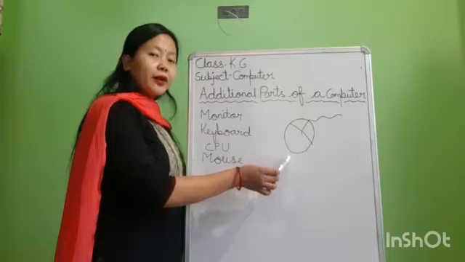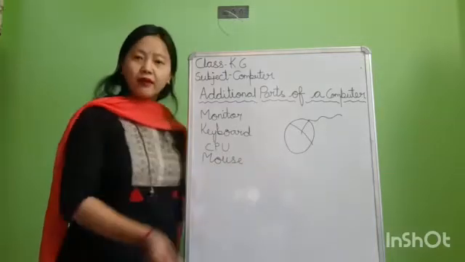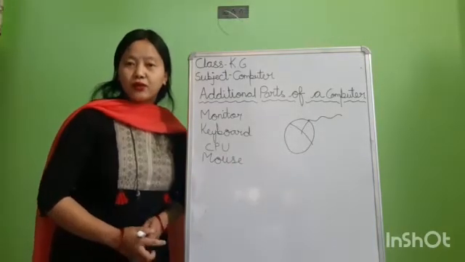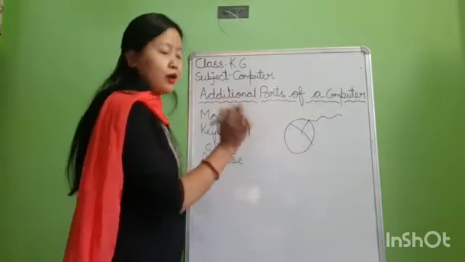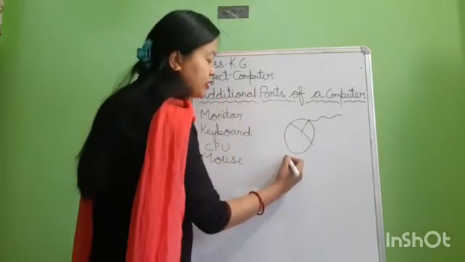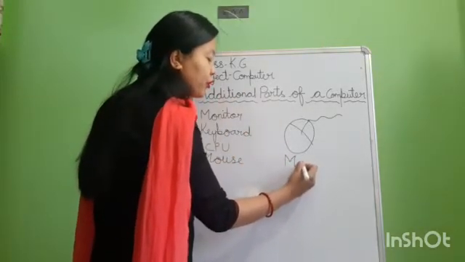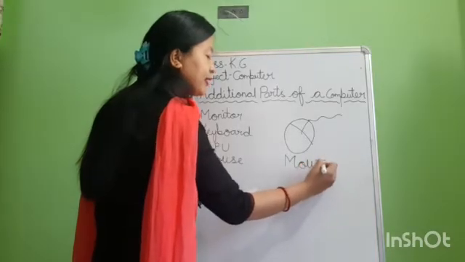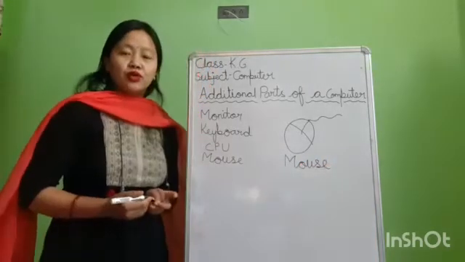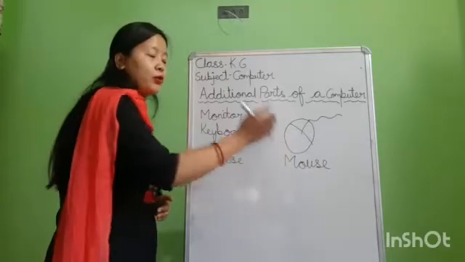Now children, look at the board. Identify this part of the computer. Very good, children. This is mouse. Spelling of mouse: M-O-U-S-E, mouse. So children, this is a mouse.